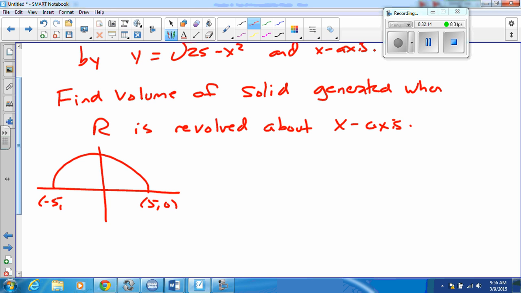So our sketch should look like this. And of course, I'm going to start with a sketch, right? And there it is. And then I'm going to draw for myself a representative rectangle that represents one of the many radii that I'm going to get when I slice my solid of revolution perpendicular to the axis of revolution.